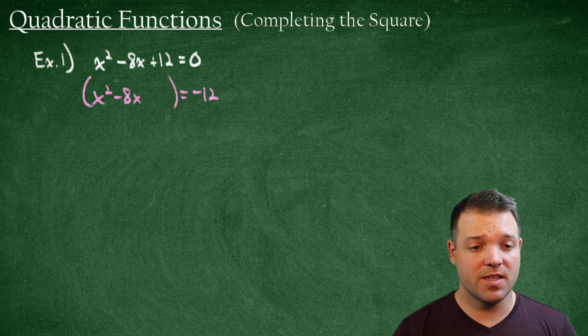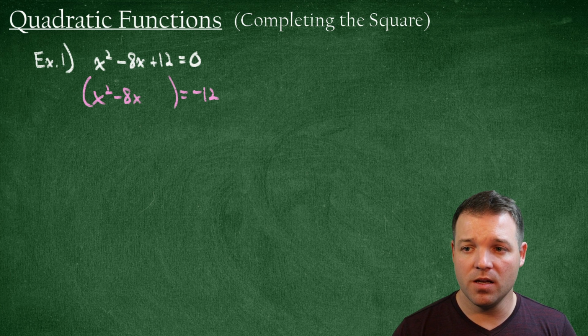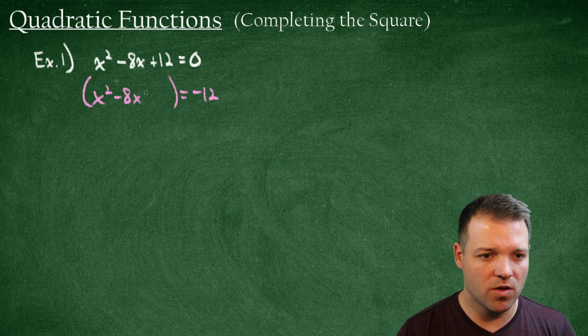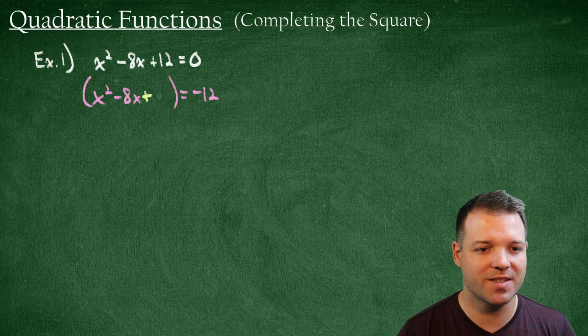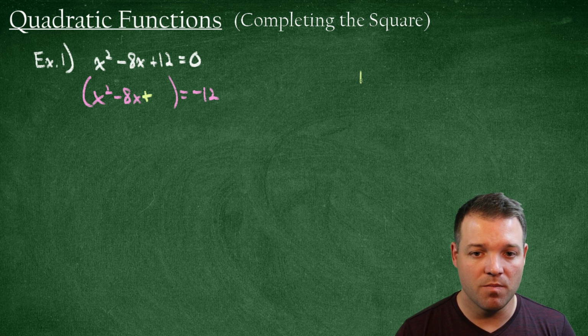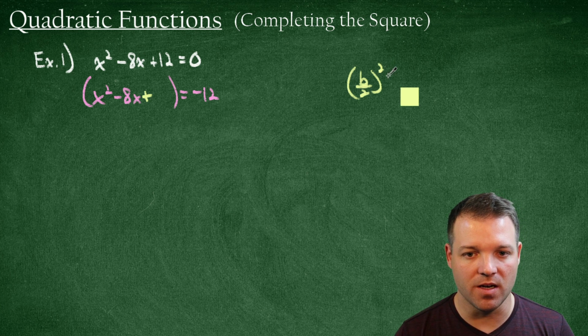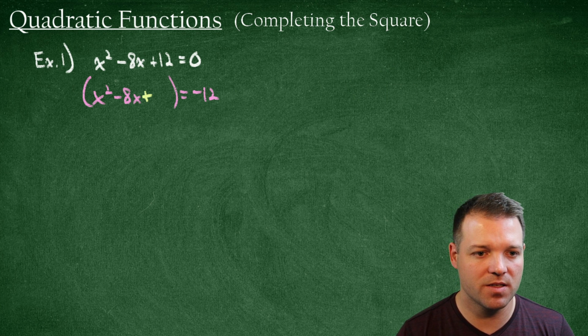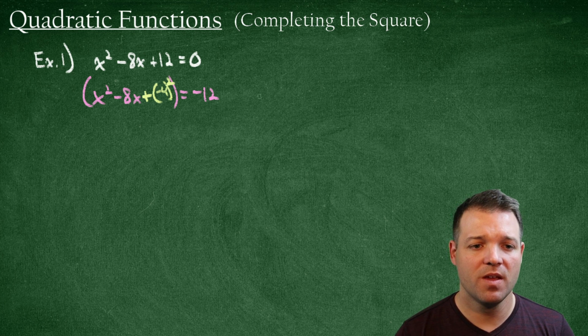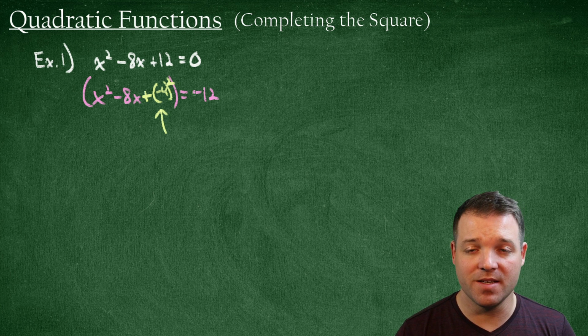All right, next step here is going to be to add that perfect square. So let me go ahead and say plus, and that's going to be, remember, b divided by 2 squared. That's what we're adding here, okay? So let's go ahead and add that. So that's going to be plus b, which is b divided by 2, negative 8 divided by 2 is negative 4 squared.